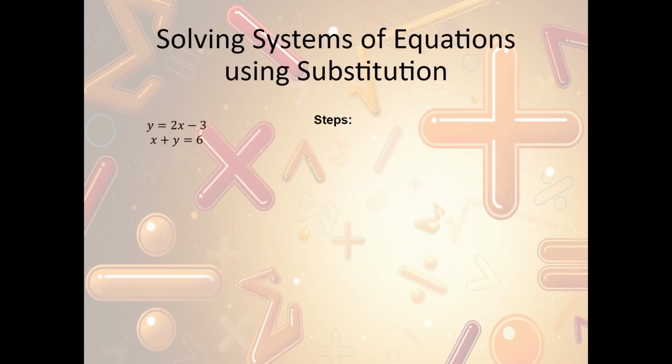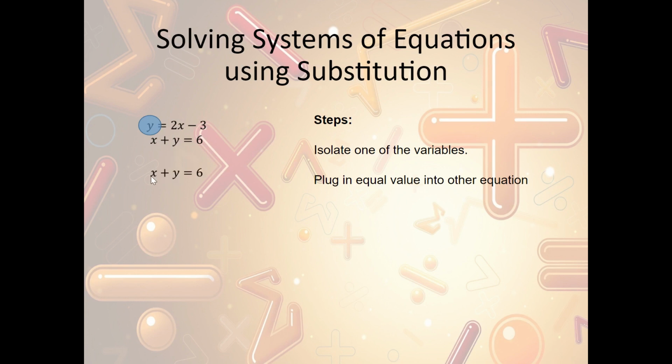Now let's talk about how we can solve these systems using substitution. We have two equations here, y equals 2x minus 3 and x plus y is equal to 6. The first thing we're going to do is isolate one of the variables, which means we're going to get one of the variables by itself on one side of the equal sign. Well, the nice thing is we already have that right here. We have y isolated. So we know that y is the same thing as 2x minus 3. What I'm going to do is plug in the value on the other side for y into the other equation. So I have x plus y is equal to 6, but y is really equal to 2x minus 3. So I'm going to plug that in.